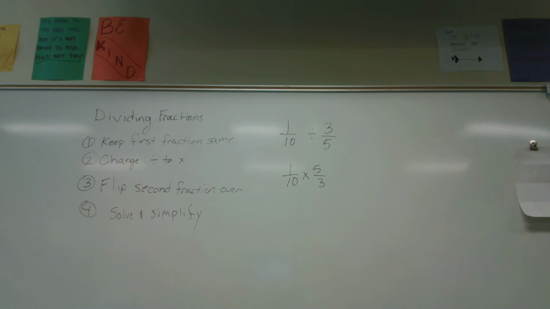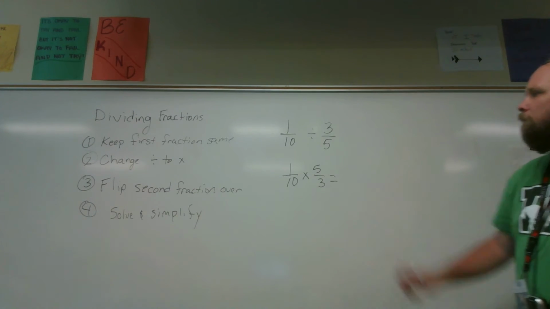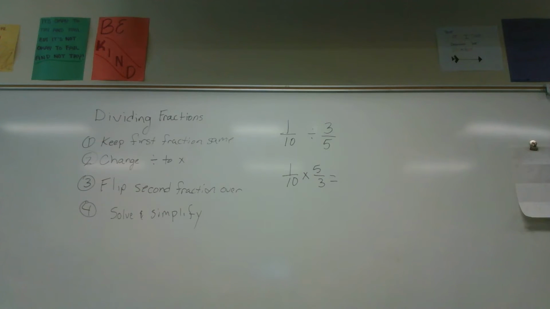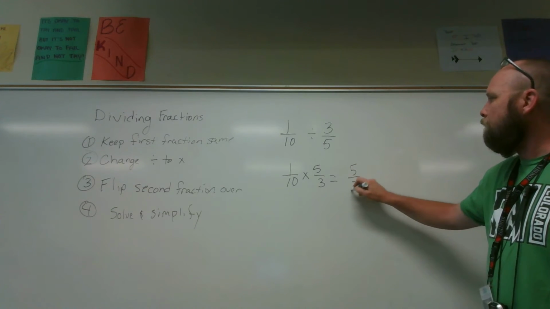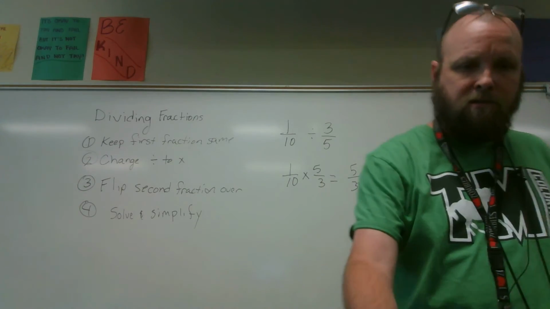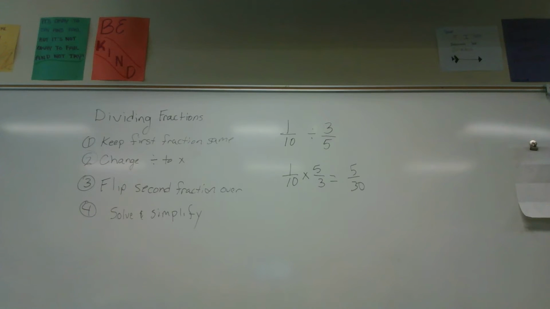Addie, as I solve this as a multiplication now, what do I get? 5 over 30, multiplied straight across. There we go. Kyle, can 5 over 30 be simplified?